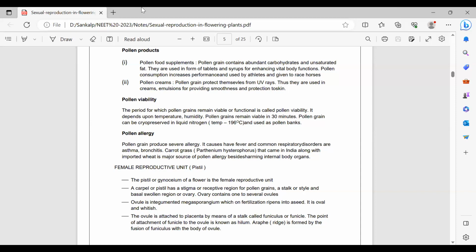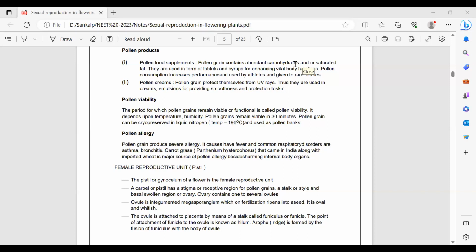Female reproductive unit. The pistil or gynoecium is the female reproductive unit. A carpel or pistil has a stigma, a receptive region for pollen grains, a stalk or style, and a basal swollen region or ovary. The ovary contains one to several ovules. The ovule is an integumented megasporangium which on fertilization ripens into a seed.